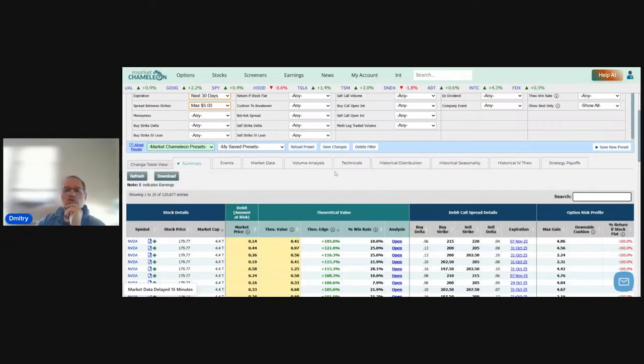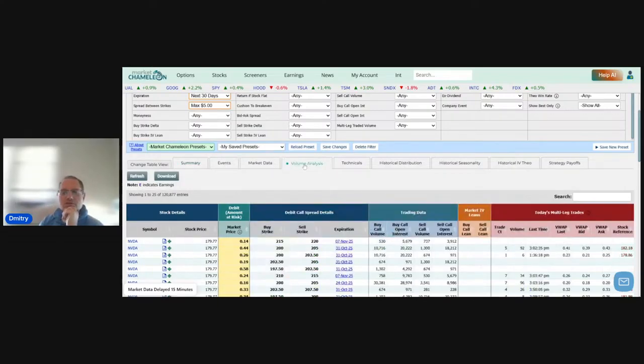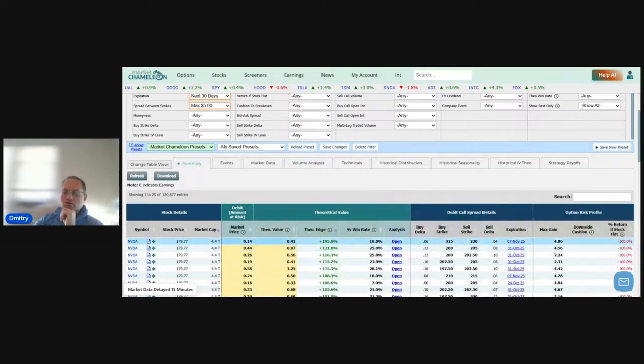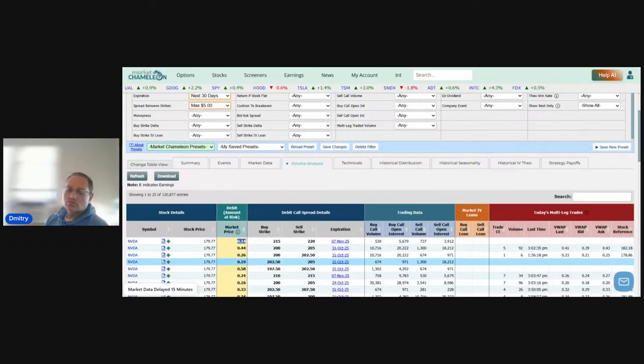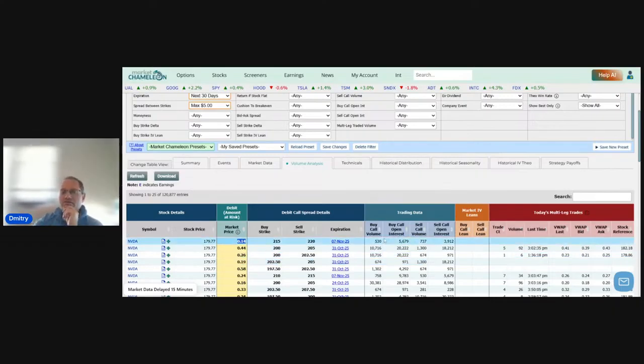So we're going to go to this volume analysis tab. If we go from left to right, we still see that this is for NVIDIA, the same particular spreads on this tab, but over here we could see the strikes. This is the market price, if you were going to do it on the displayed market price. We have the volumes of the individual legs here.